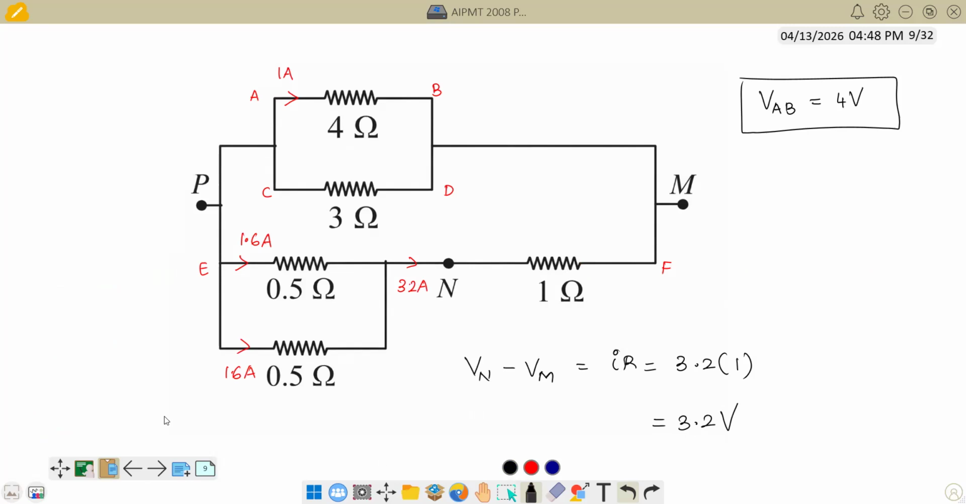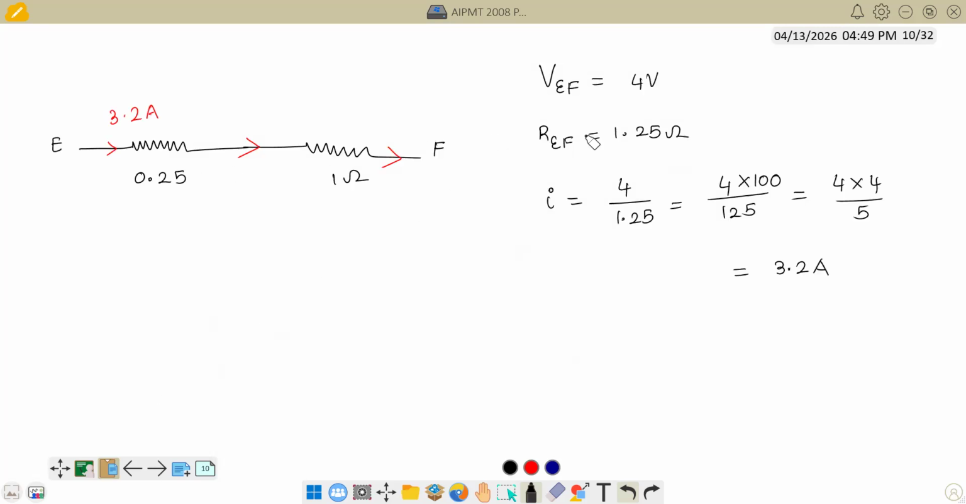So I hope the methodology is very clear to you. First, the key concept in solving the problem is if the things are in parallel, all of them would have the same voltage. That's the first thing that you have to know. Once you identify that all of them got the same voltage, first you found what is the voltage across AB. The voltage across AB is 4 volt. If the voltage across AB is 4 volt, the voltage across EF also should be 4 volt only. So I've used that concept to get it.